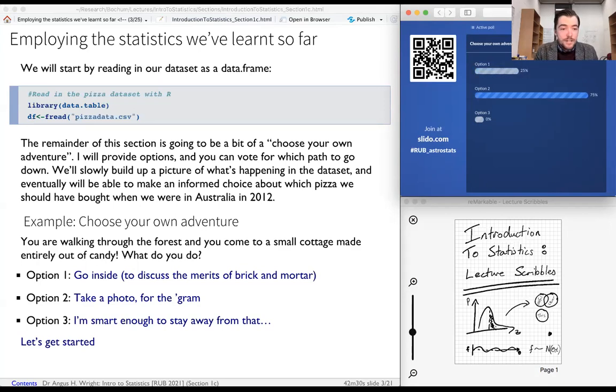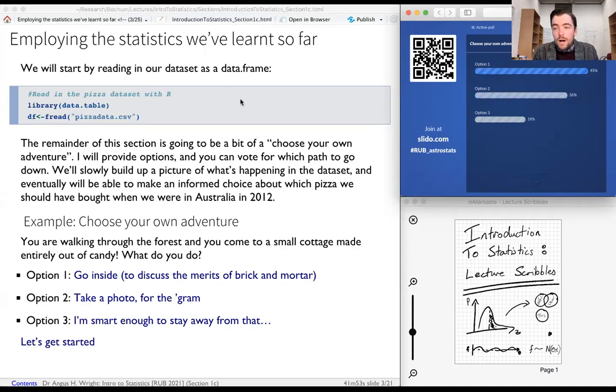I've given you an example here, and the example is you're walking through the forest and you come across a small cottage made entirely out of candy. What do you do? Option 1, do you go inside and discuss with the person the merits of bricks and mortar? Or option 2, do you take a photo for Instagram? Option 3, do you say, I'm smart enough not to go near the creepy house made of candy, and therefore leave and keep walking? So we have 22 people online and we have 11, 12-ish votes coming through.